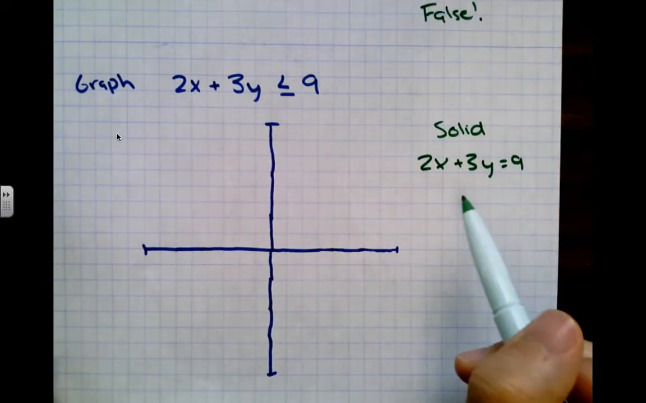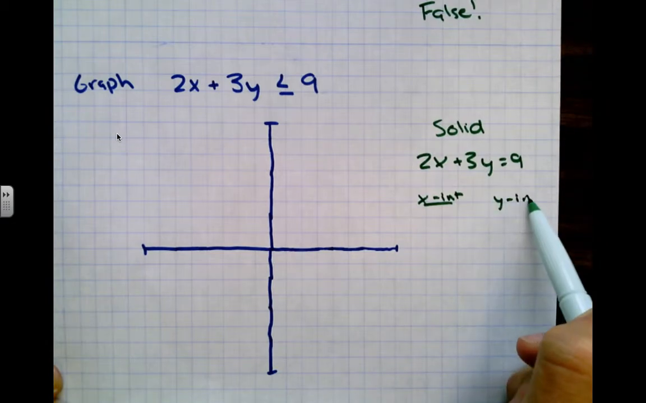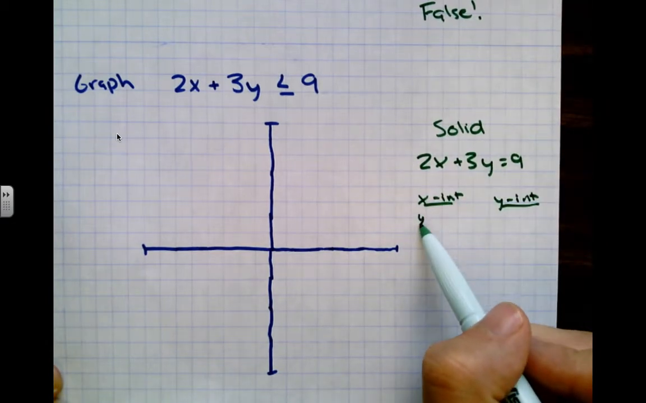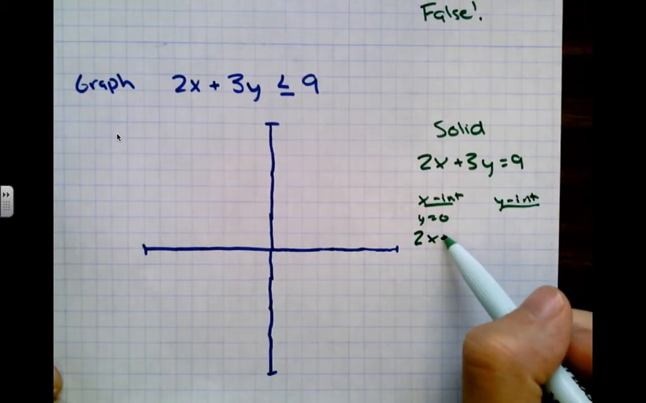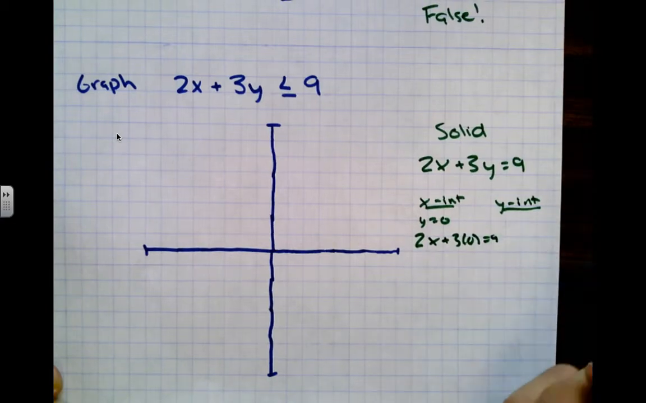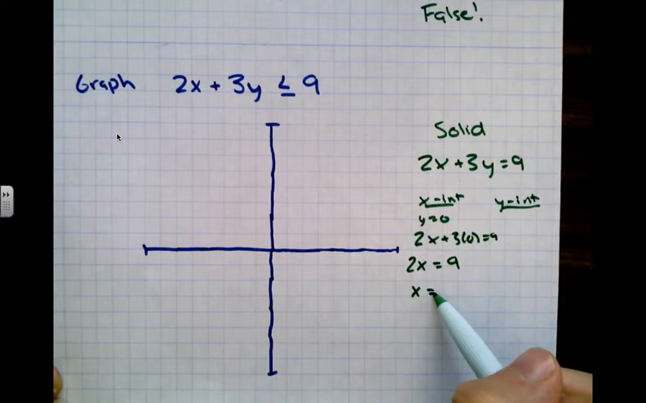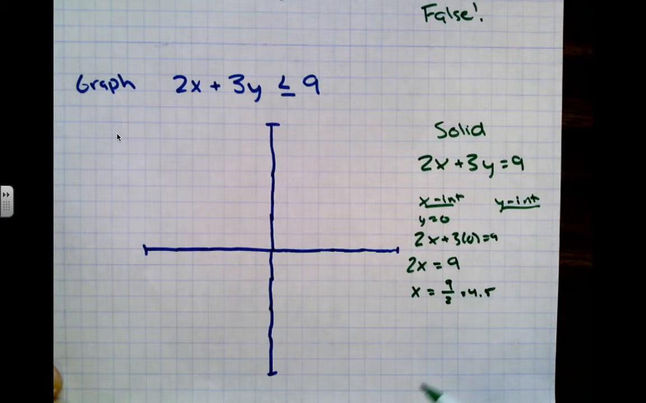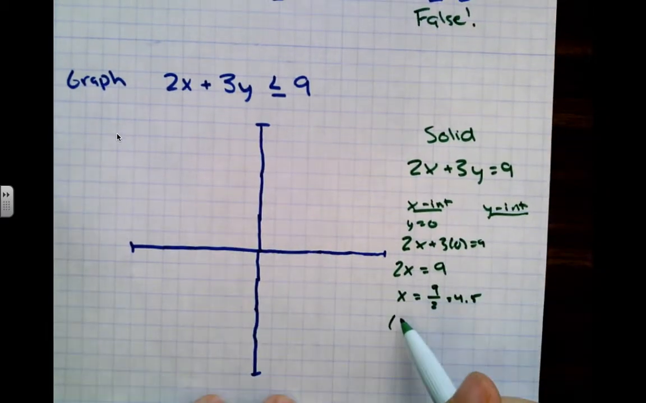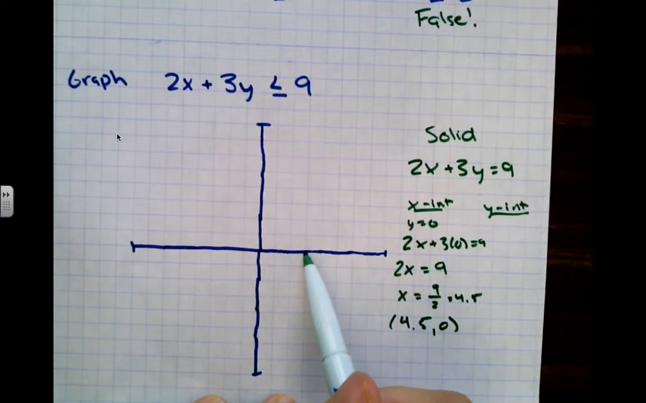If we were to graph it in standard form, we want to find the x-intercept and the y-intercept. Again, to find the x-intercept, we plug in y equals 0. You would say 2x plus 3 times 0 equals 9. And we go through and solve for x. 2x equals 9. x would equal 9 over 2, which is 4.5. So what that means is we would have the point (4.5, 0). We'll go ahead, 1, 2, 3, 4, right around there, plot that point.